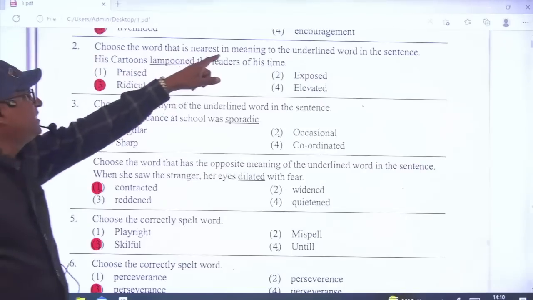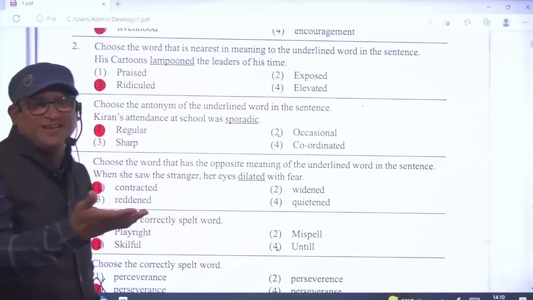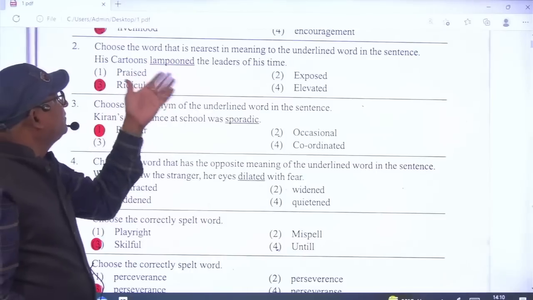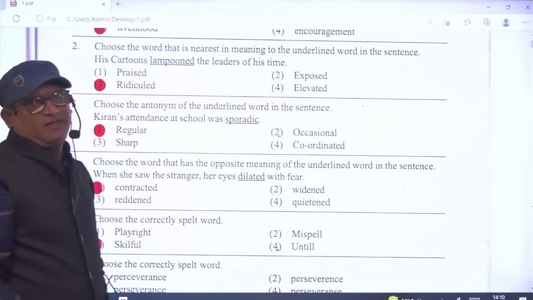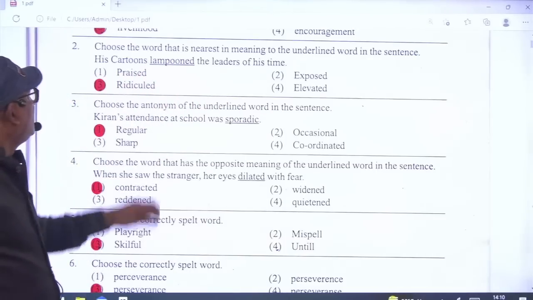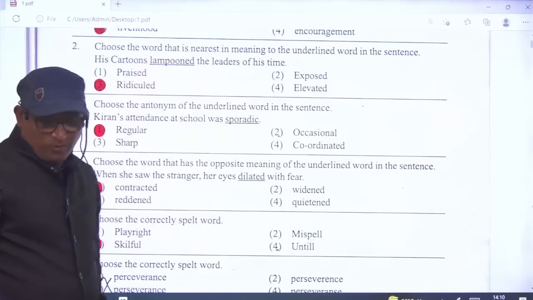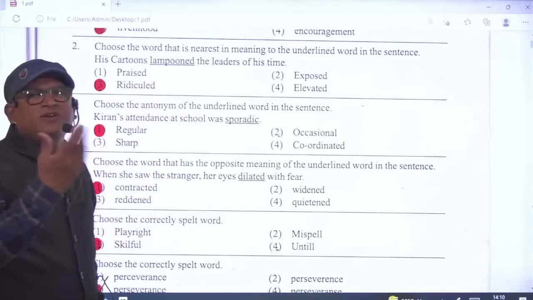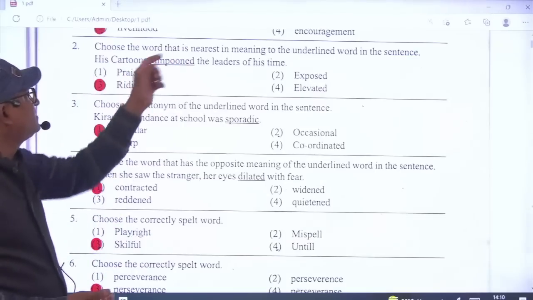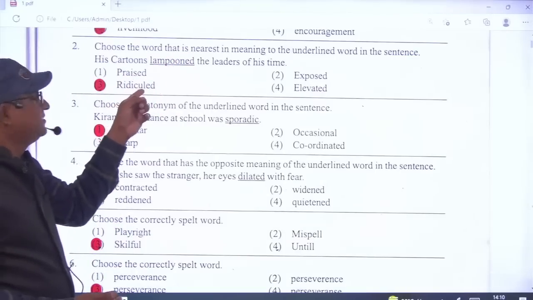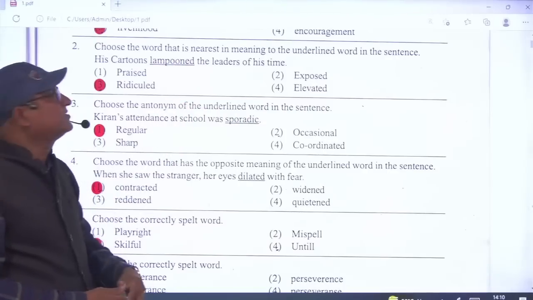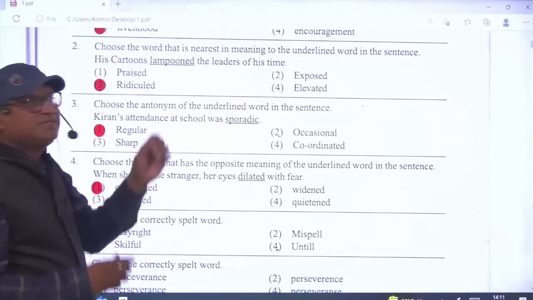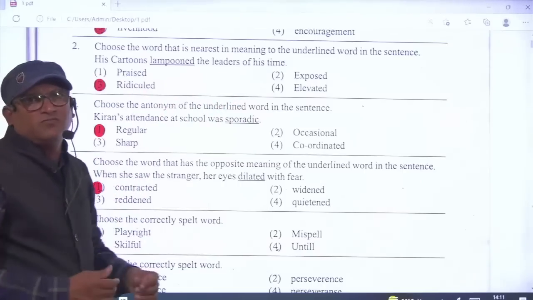Choose the word that has the nearest meaning. Nearest meaning is nothing but synonym again, right? So what's the question? Let us see. His cartoons lampoon the leaders of his time. See here, this is LAMPOON. Lampoon is nothing but what we call criticize. In Telugu we can say vimarshinchatam. So ridicule is the right synonym for this question. You understand? His cartoons lampoon the leaders of his time. This is nothing but criticizing someone or somebody.